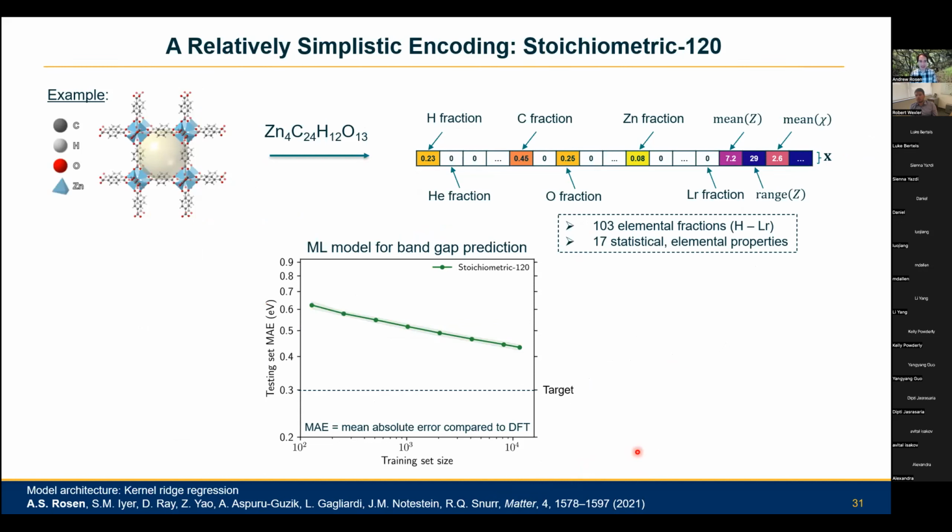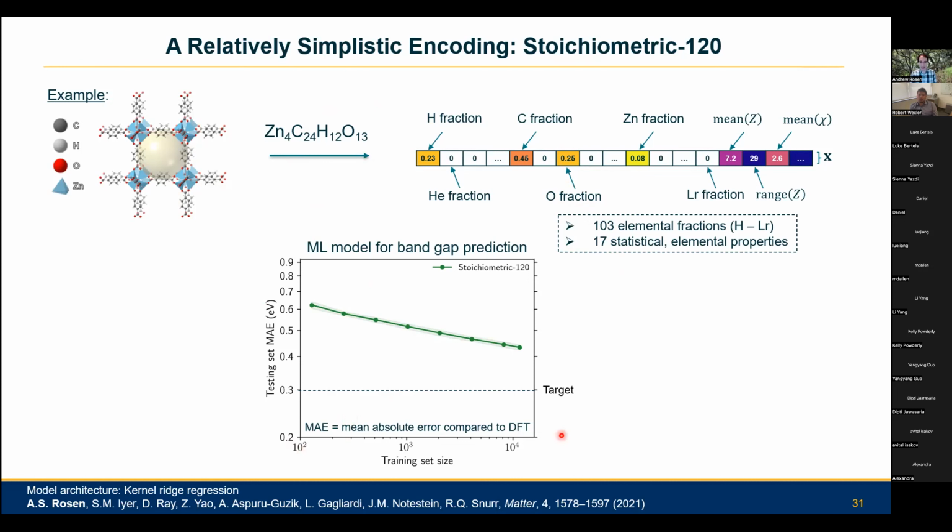So let's start with the very simple approach of what happens if we train a machine learning model based on an element-wise vector, a 130-element vector, that is 113 elemental fractions and 17 statistical properties of the stoichiometry. We'll do that for every material, train a machine learning model on the training set, and evaluate on the testing set, and what I'm showing here are those results in what we call a learning curve.